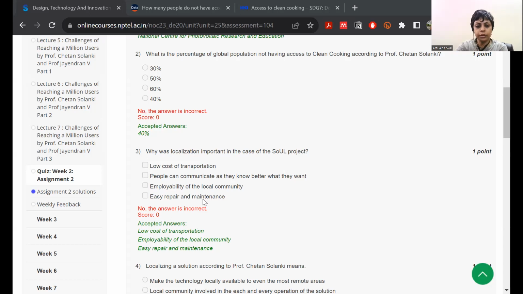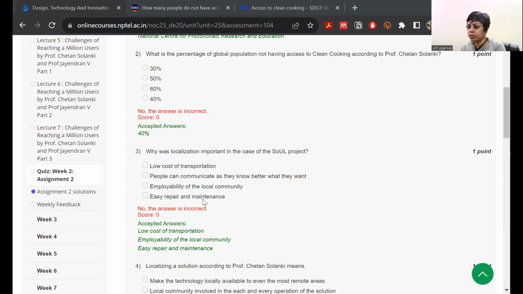Okay, so going to the next option, easy repair and maintenance. This was also one of the main reasons for the success of the lamp in the first place, because if you see the reasons why he goes over this in the first part of the lecture, Professor Solanki. So you see, there were solar lamps available in the market even before they came up with this design. Right? There were lamps available in the market.